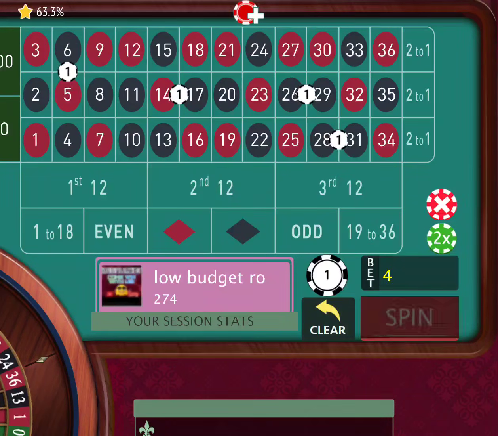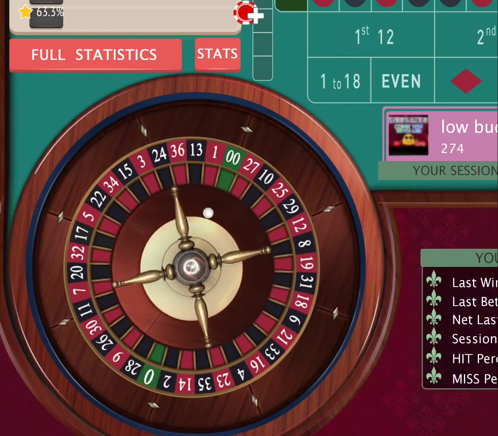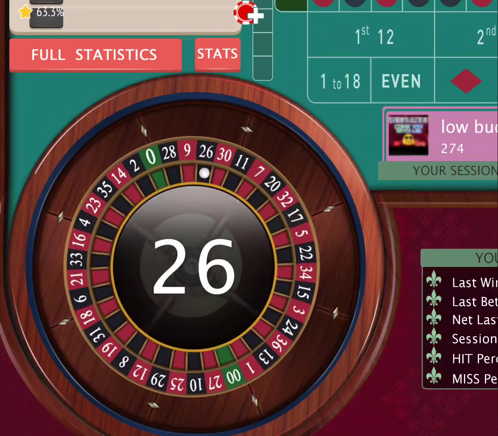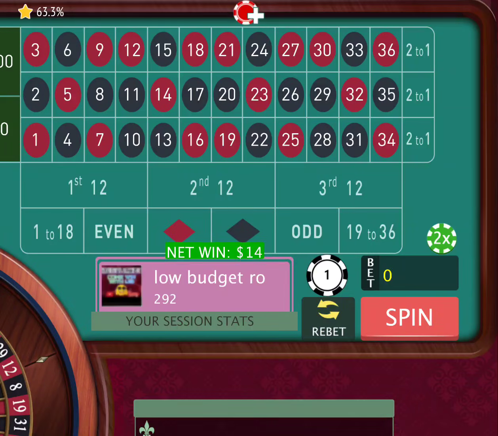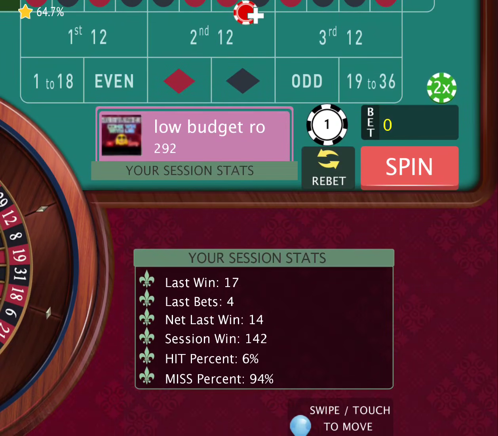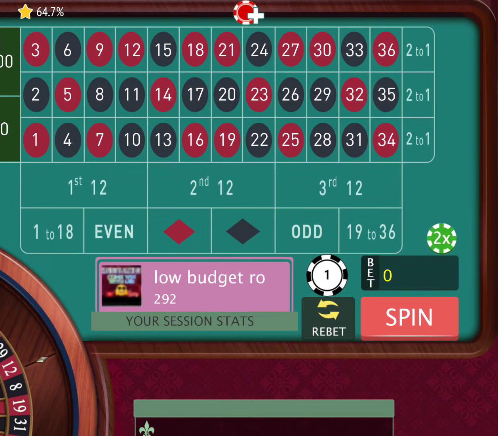But I'm going to keep on going. Let's see what we can do here, folks. 26 comes out. And look at that. Look at that. That is almost $300. We pretty much almost flipped our money in only 15 minutes.